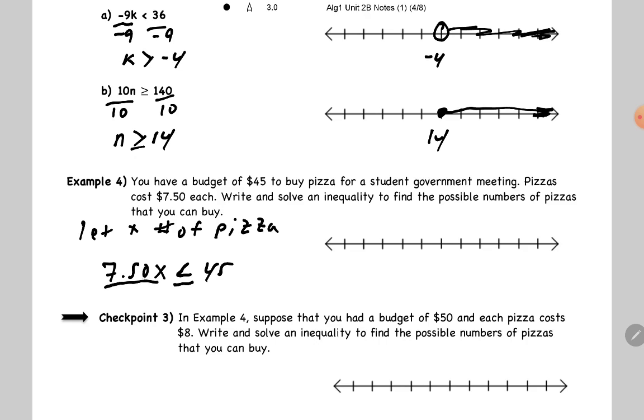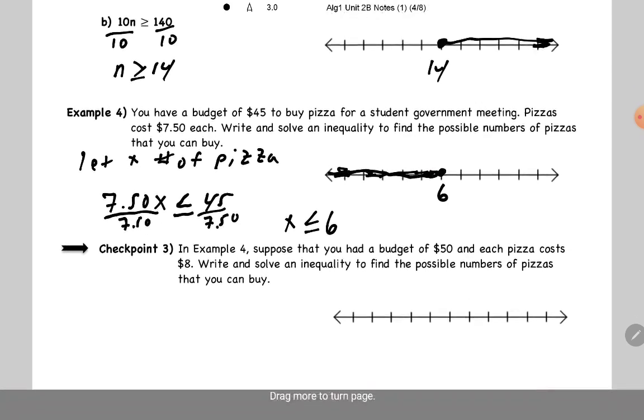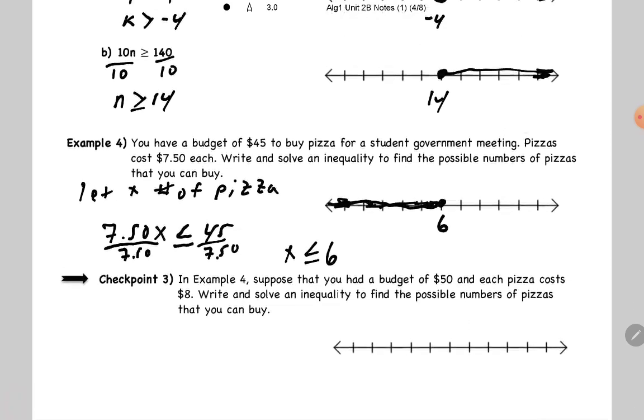So now I'm going to divide both sides by $7.50. And we'll get x is less than or equal to 6. So you can buy 6 whole pizzas with your $45 at $7.50 each. Or you can buy less, depending on how many people you have in the student government meeting. And whether or not all members like pizza.